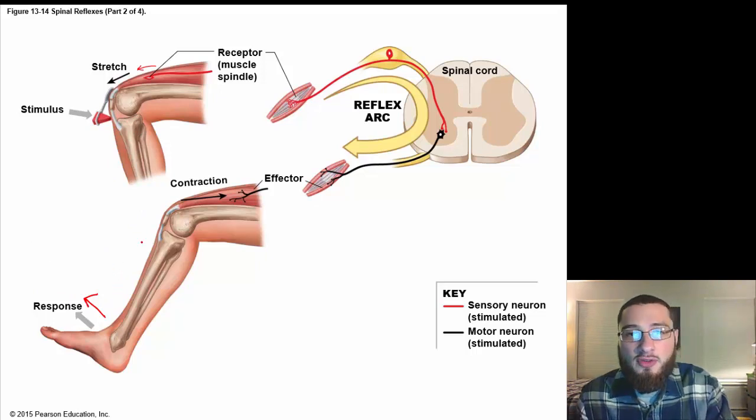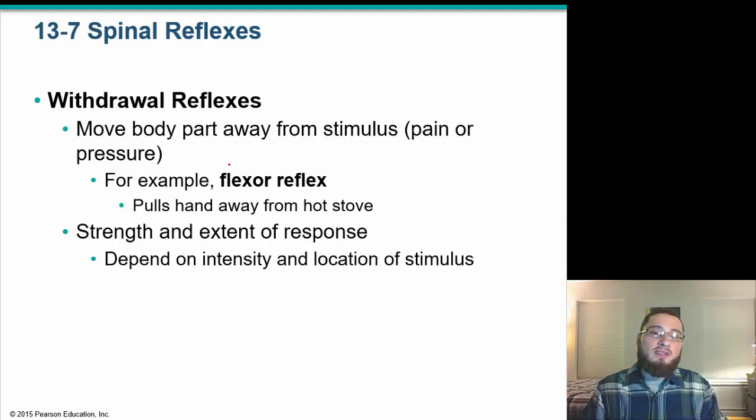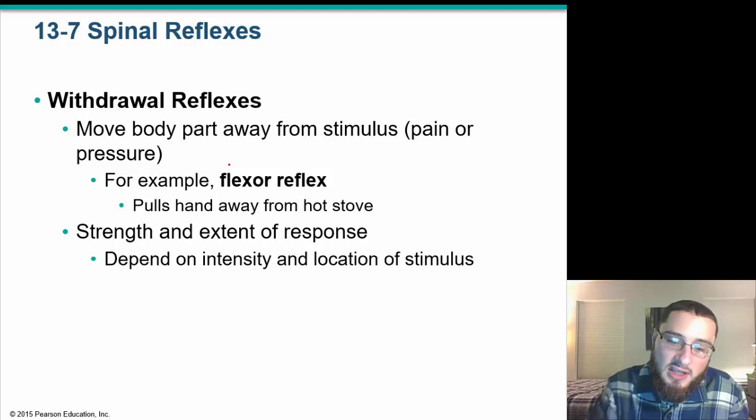but this is just tricking you, so you end up kicking your foot out towards the doctor. But this is a reflex arc where you're getting information from the receptor that's sending it back to the sensory neurons. Then the motor neurons are telling the effector how to respond to that stimulus.